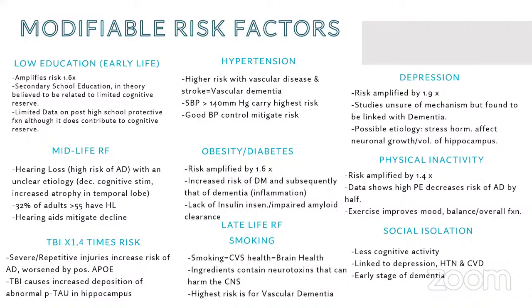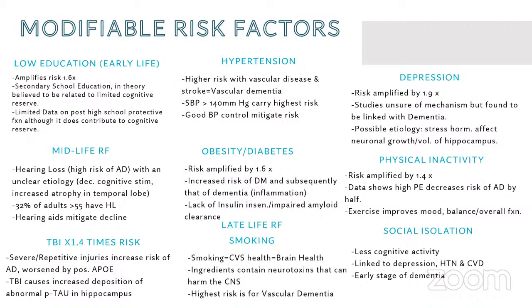Hearing loss is related to Alzheimer's disease, but the etiology is unclear, though some thought it could be due to decreased cognitive stimulation and increased atrophy in the temporal lobe. Studies have found that 30% of adults more than 55 years have hearing loss, so that's a big percentage. They also found that hearing aids mitigate and cause a decline of the risk.